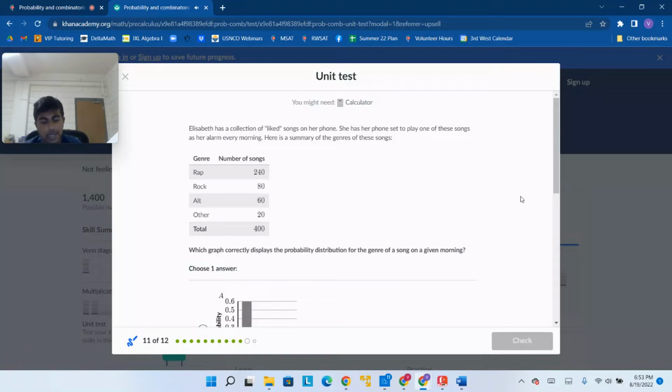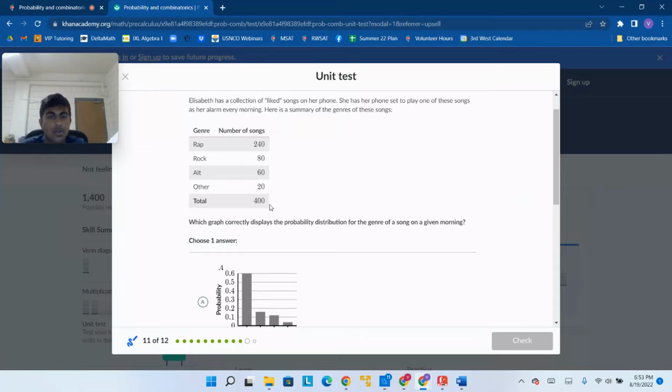Elizabeth has a collection of liked songs on her phone. She has her phone set to play one of these songs as her alarm every morning. Here's a summary of the genres of the songs. So you have rap, rock, alternative, and other: 240, 80, 60, 20. Which graph correctly displays the probability distribution for the genre of a song on a given morning?